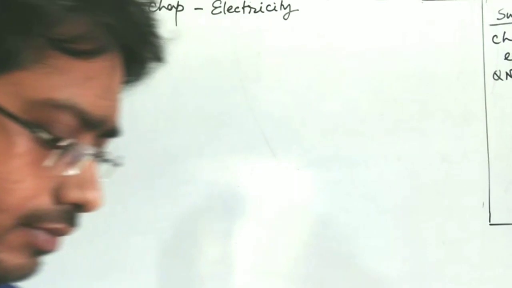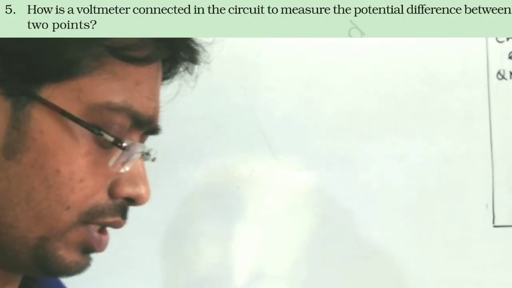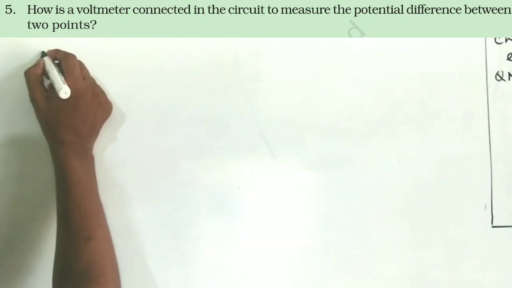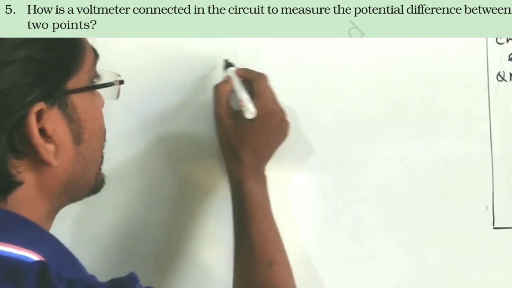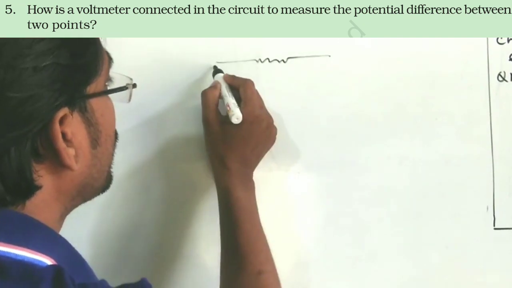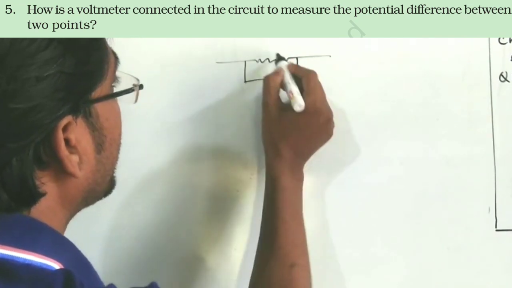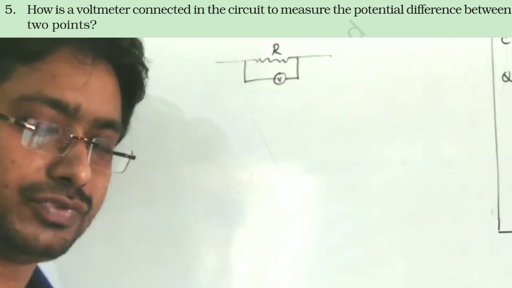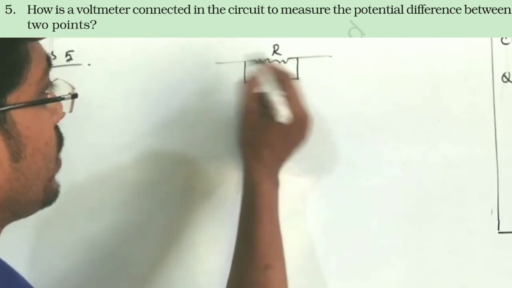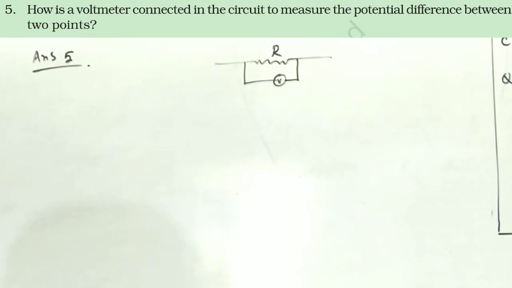Number 5. How is a voltmeter connected in a circuit to measure the potential difference between 2 points? So, the answer to 5. Actually, we know the circuit diagram of Ohm's law experiment, and we have connected the voltmeter across the resistance. Just remember it from my previous video. So why have we connected the voltmeter across the resistance? So the answer for the question here, how is a voltmeter connected?